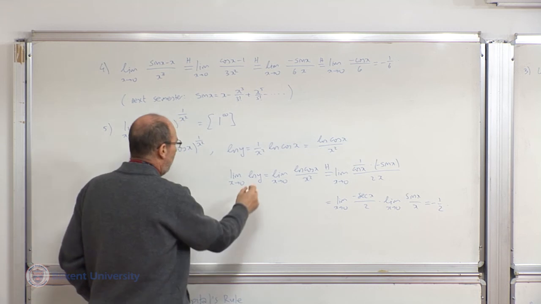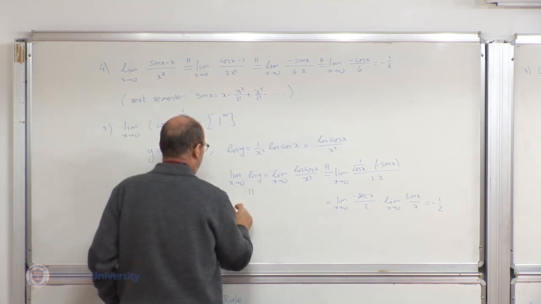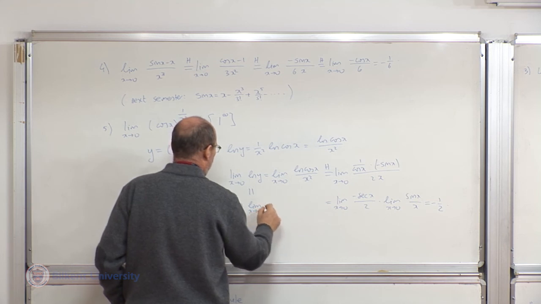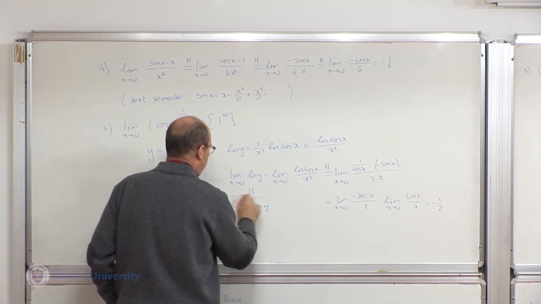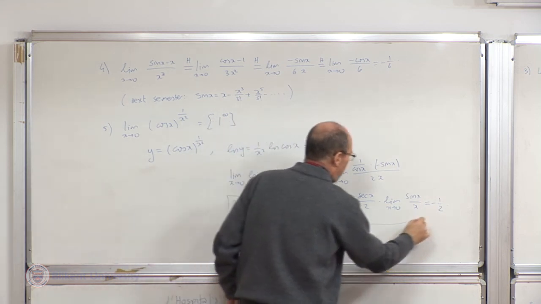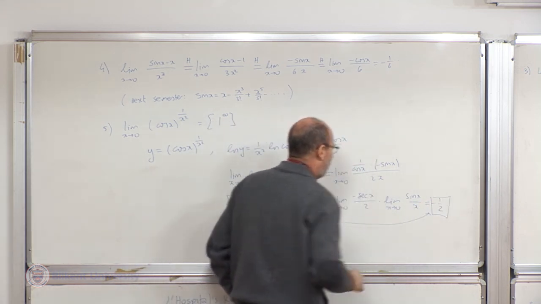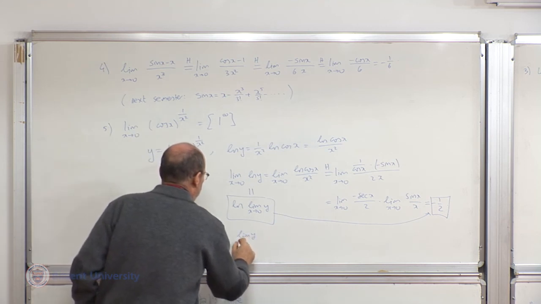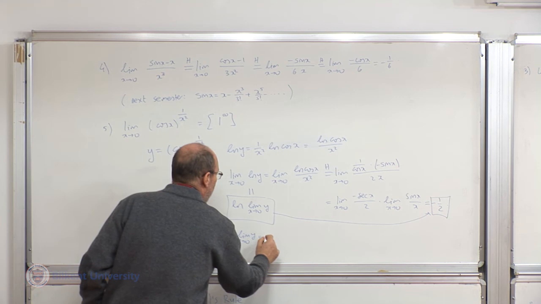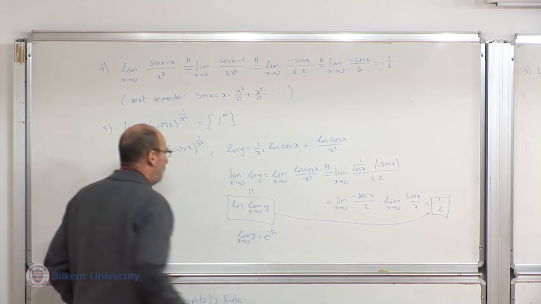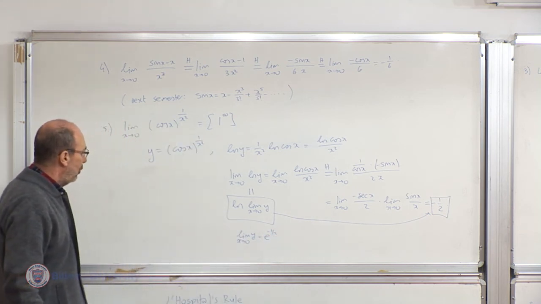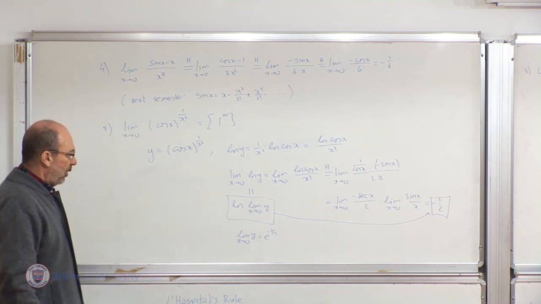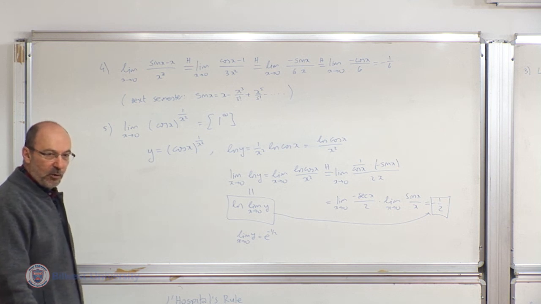Okay, so what did we find? We found that this thing was ln of limit as x goes to 0 of y. So this thing is equal to minus 1 over 2. So it tells me that limit of y as x goes to 0 is e to the power minus 1 over 2. So they were fighting, and they came to an agreement at a very interesting point in between.